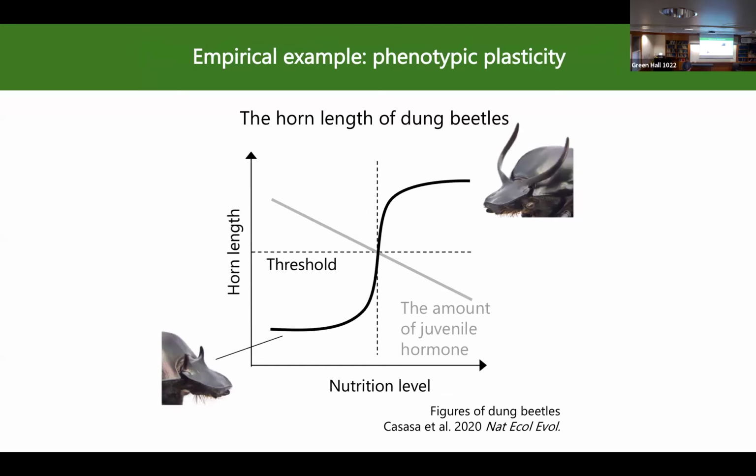So the threshold-like property of development can explain phenotypic plasticity. So here's an empirical example of phenotypic plasticity. It's the case of horn length of dung beetles. The dung beetles have two discrete morphs of horns, the large horns and short horns. And it depends on the nutrition level.